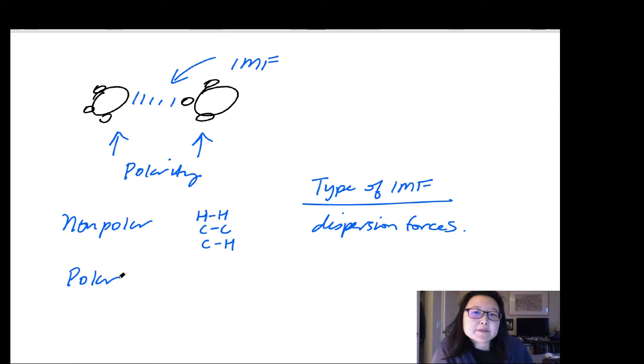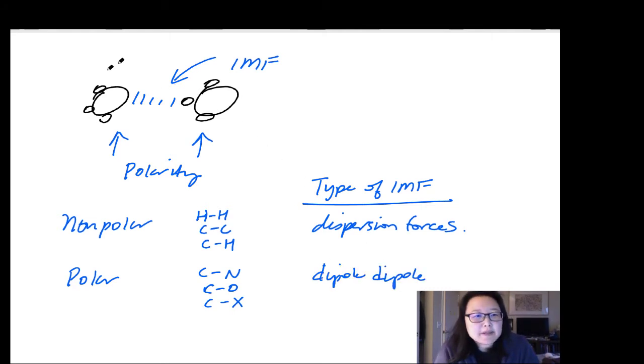Polar molecules have a dipole. So generally, since we are carbon-centric in organic chemistry, we're going to talk about carbon-nitrogen, carbon-oxygen, and carbon-halogen bonds. And these types are called dipole-dipole. And that's because this molecule, if it's polar, has a dipole. This molecule would have a dipole, and then the force between them is called dipole-dipole.